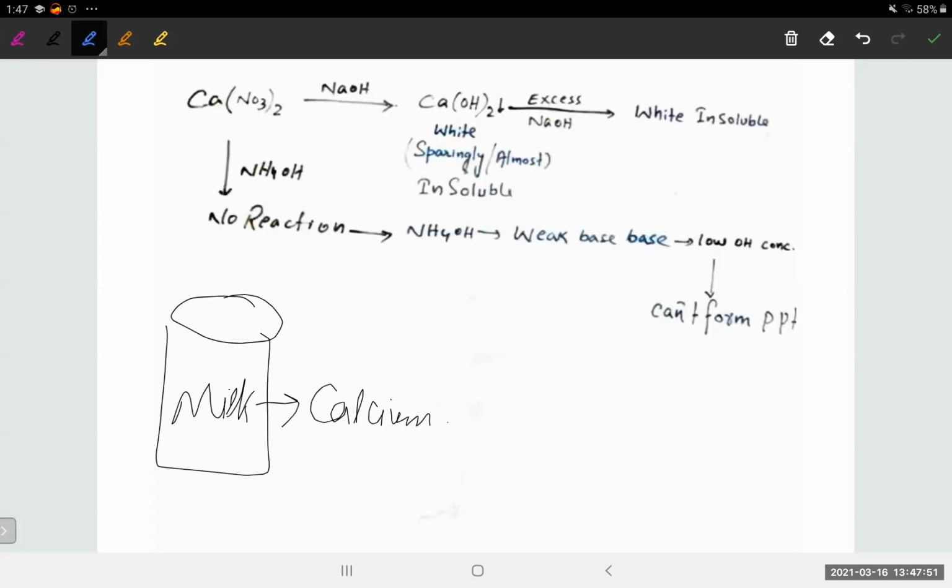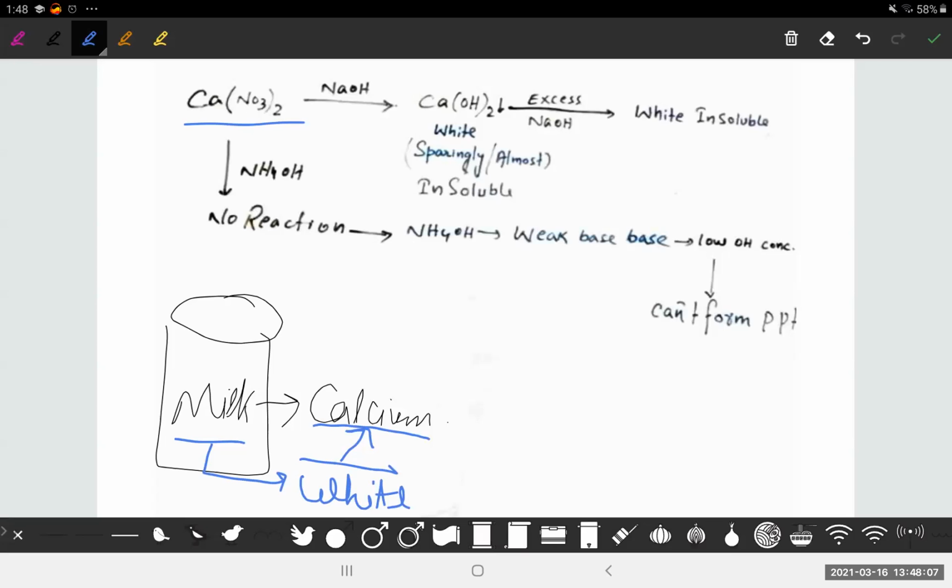And milk is of what color? Milk is of white color. So calcium will also be of white color. You can remember it like that. So calcium salt, if you take Ca(NO3)2, what will we get?